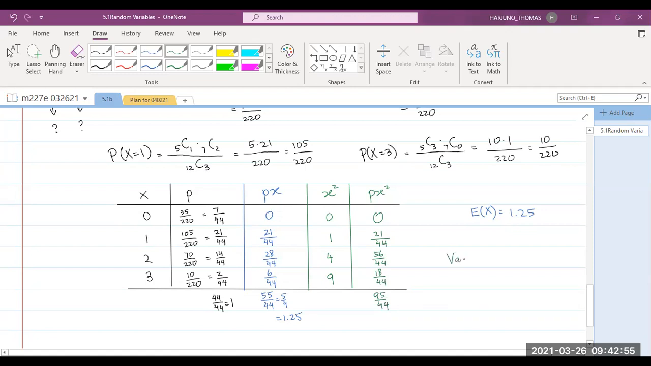So the variance is 95 over 44 minus 1.25 squared. 95 over 44 minus 1.25 squared is 0.59659. Therefore, the standard deviation will be the square root of that, which will give us 0.77239.